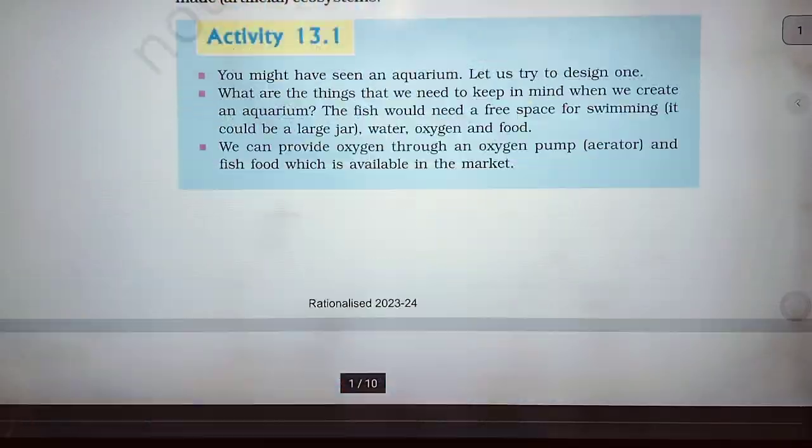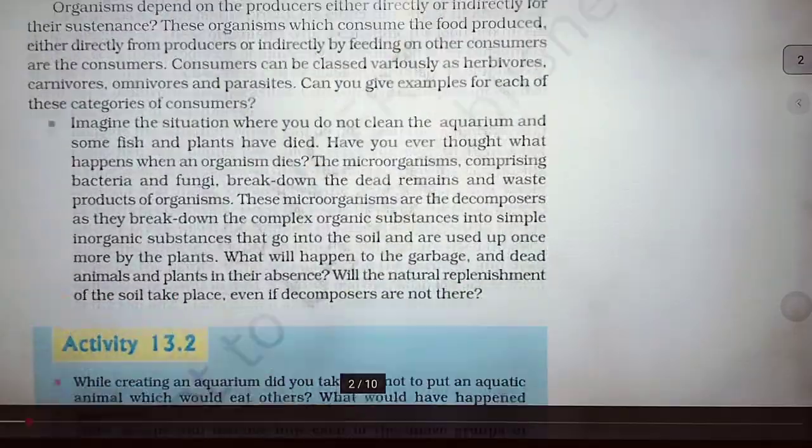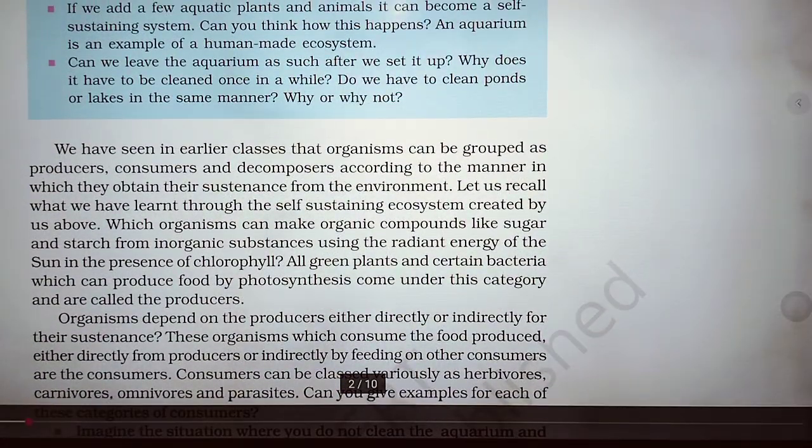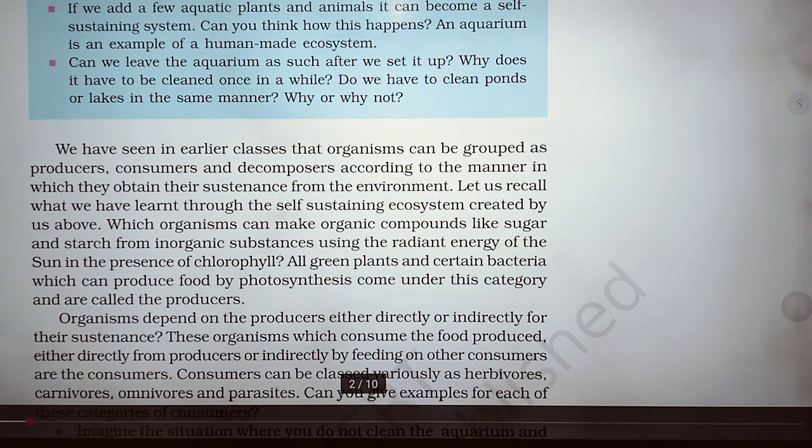Here an activity is given. We have seen in earlier classes that organisms can be grouped as producers, consumers, and decomposers according to the manner in which they obtain their substances from the environment.